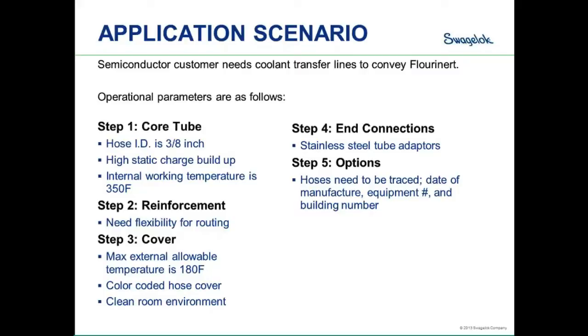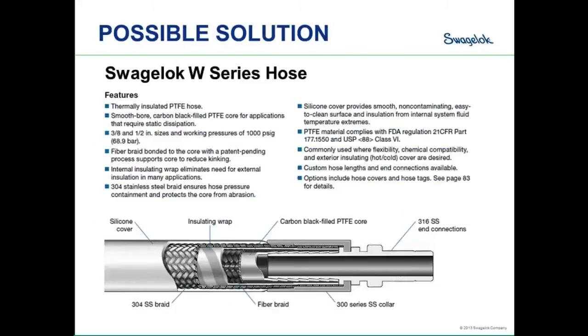Hoses also need to be color-coded. It's a clean room environment, so that's of importance. End connections, stainless steel tube adapters, pretty straightforward. Options, hose needs to be traced: date of manufacture, equipment number, and building number. Just what we just talked about with tagging. So going through a catalog, and so we'll go through our catalog, I was able to find this product.